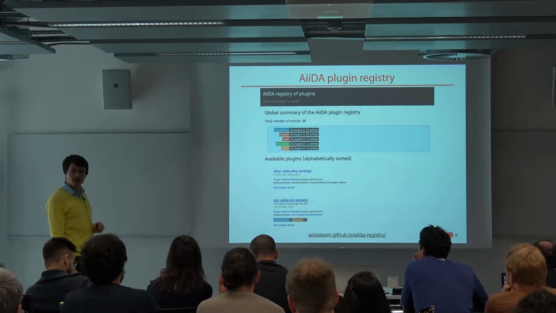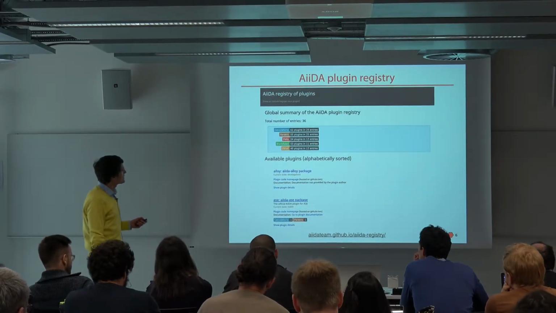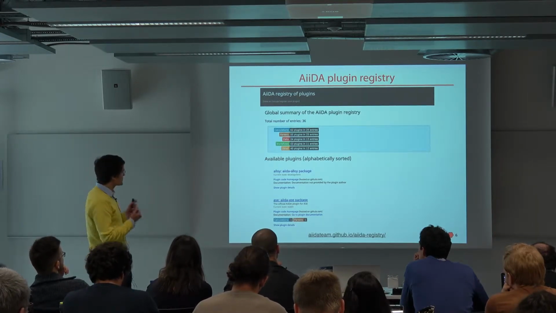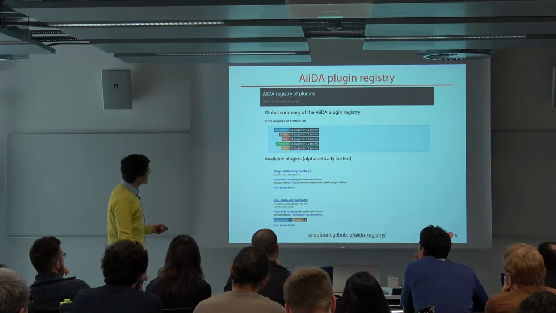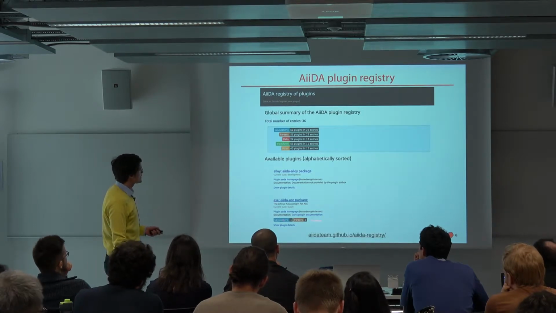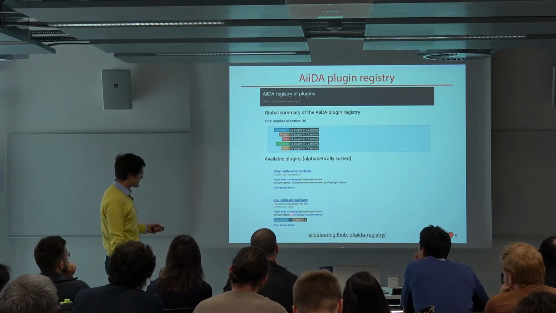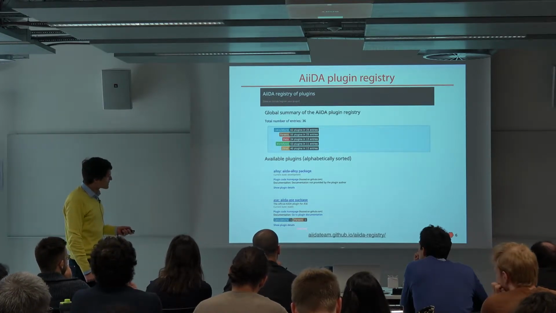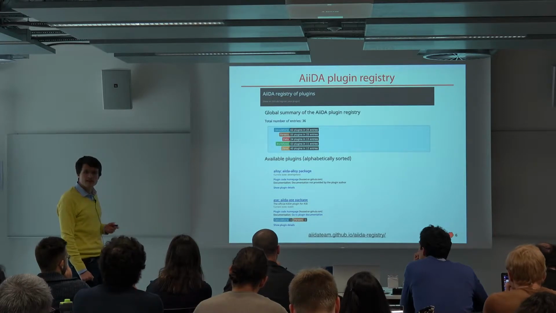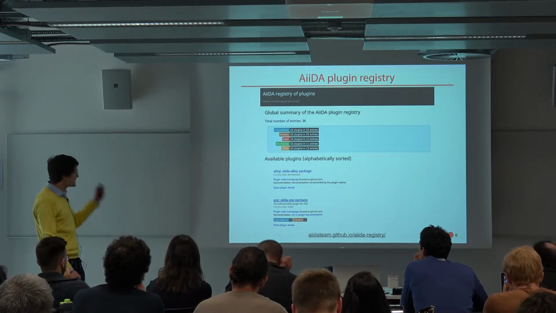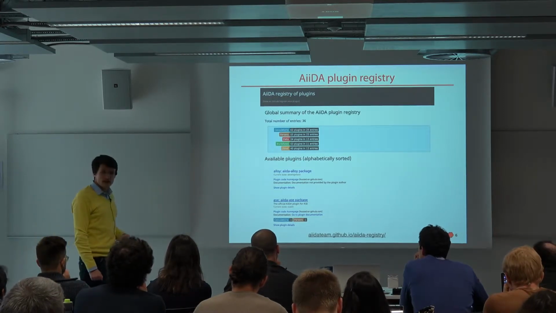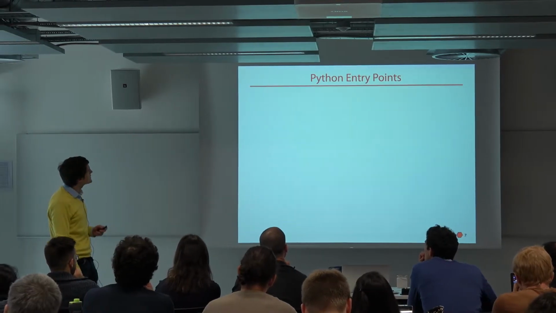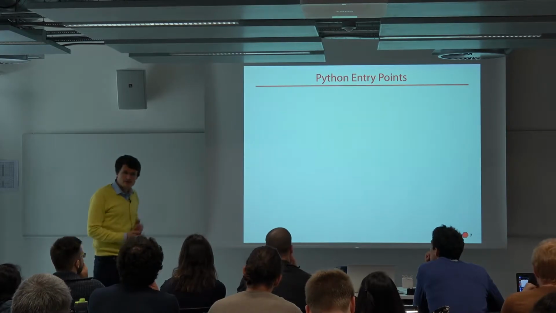If you go to the AiiDA plugin registry, you find a list of the plugins. So most of these are in the stage of aiida-core 0.12. And if you look at the plugin, it doesn't show you just the name of the plugin and where it is hosted, but the plugin registry also knows some things about the functionality that this plugin provides. So for example, the ASE plugin provides one calculation and one parser. And the mechanism that we use for this is called Python entry points.